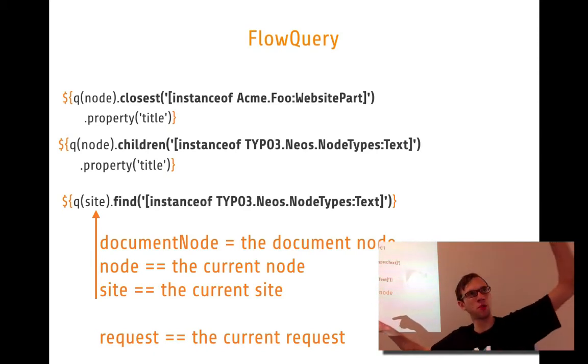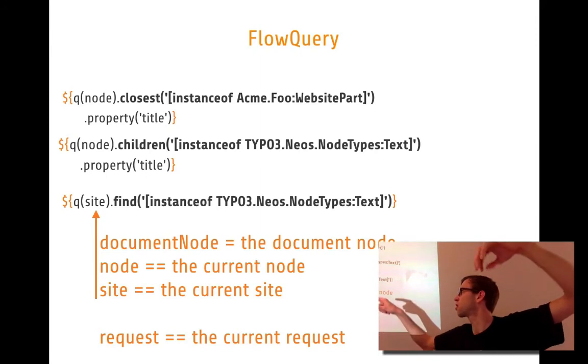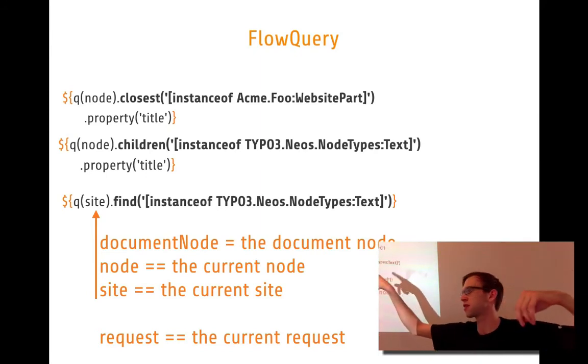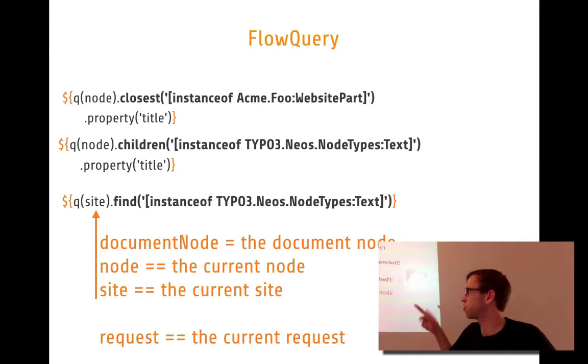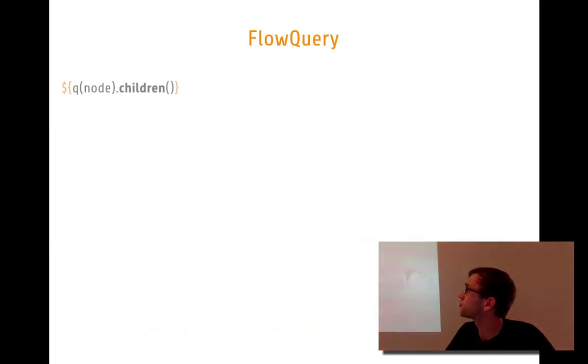That is the root, basically, of your website. So that's how you can do a global find. This finds all texts you have on your website. If you have a huge website, that's probably slow, and there are other ways to do that. But if you're in a certain context, it can be quite helpful. And you can even access the current request if you want to do some things.